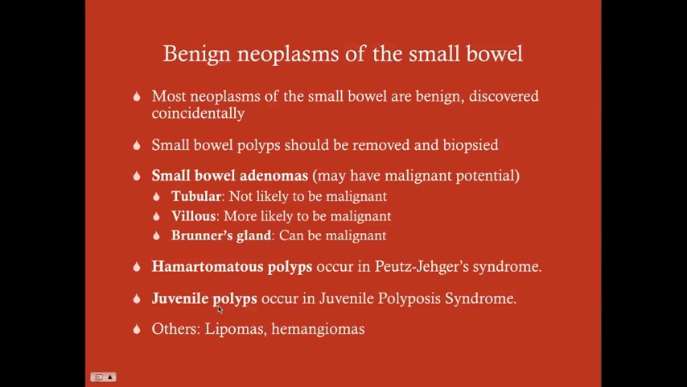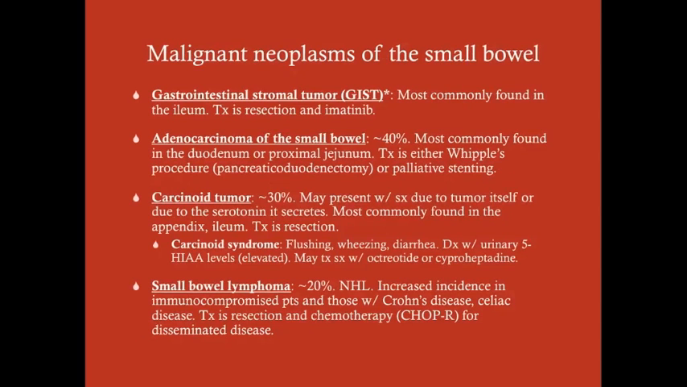Juvenile polyps occur in the context of juvenile polyposis syndrome. Those can be in the small bowel as well. Other tumors include lipomas and hemangiomas. But I don't want to talk too much about these neoplasms because they don't come up too much on the test, and even in real life, they're not really common.